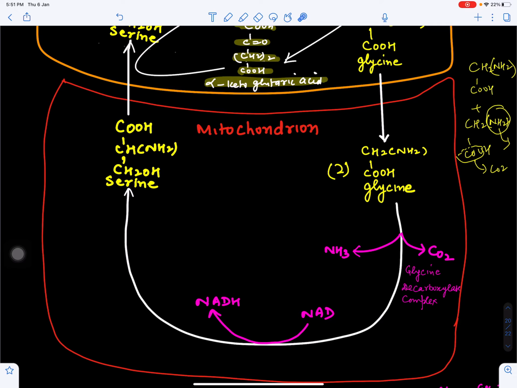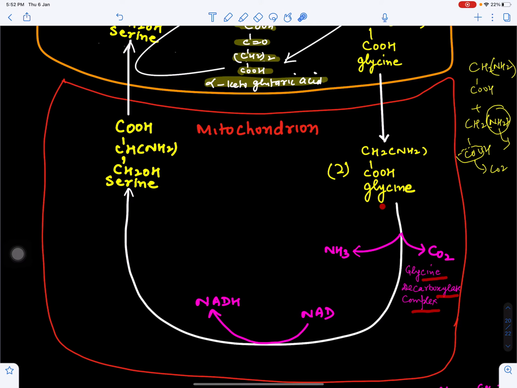So here in the mitochondria, two molecules of glycine will condense, right? This is one molecule, this is another molecule. When they condense with each other, there is loss of carbon dioxide. There is also loss of one amino group. Amino group is lost, deamination, and carbon dioxide is lost, decarboxylation. This is catalyzed by the enzyme glycine decarboxylase complex.